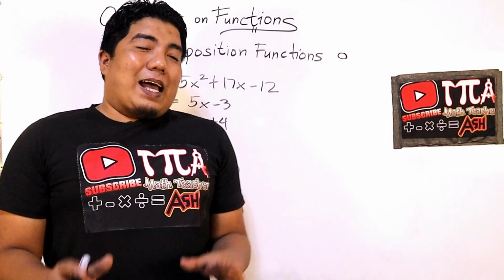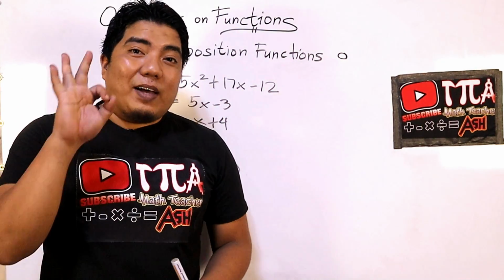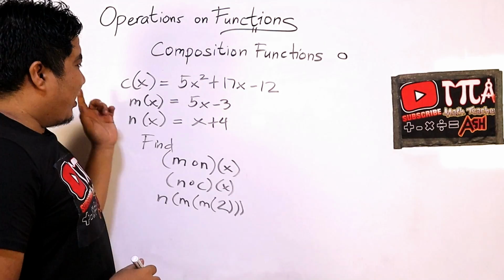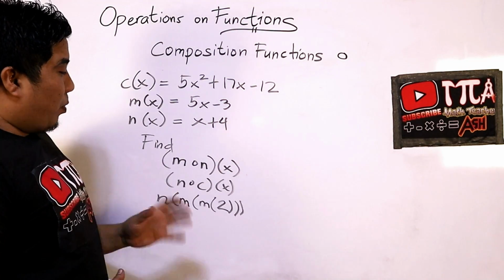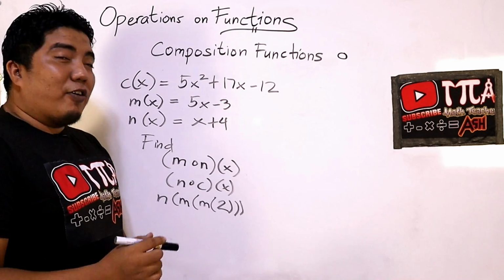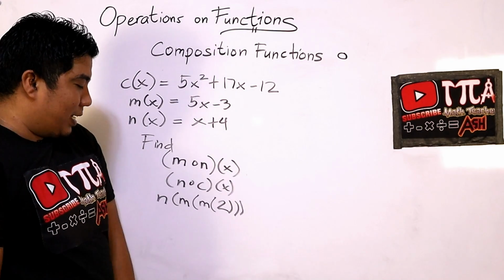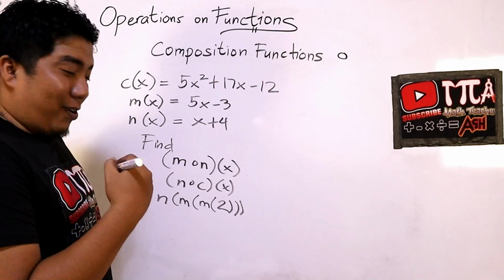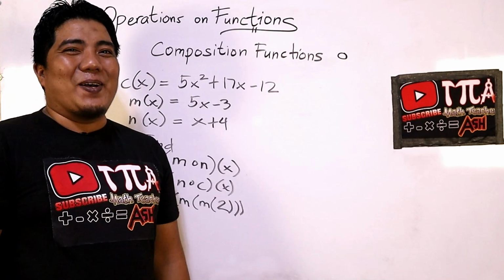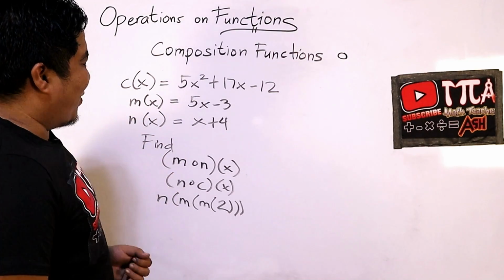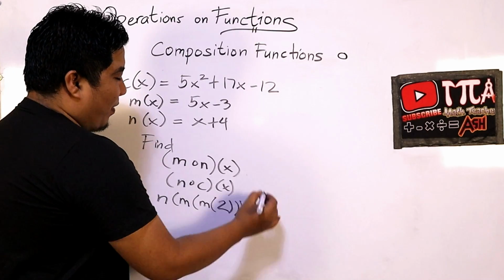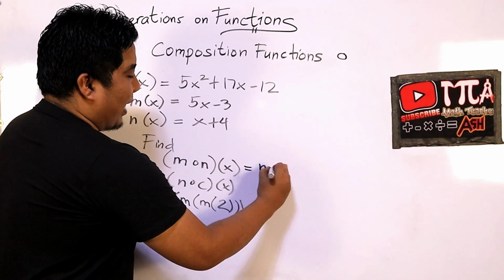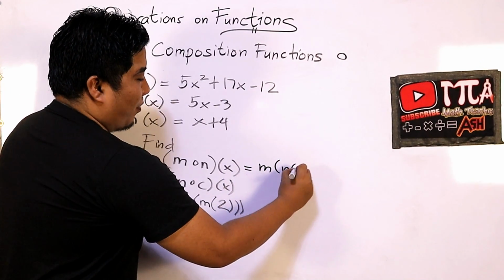Okay, math learners, we are now here in our second example, and we have three functions given: the c of x, the m of x, and the n of x. Now, we also have three problems to be solved: the m of n of x, the n of c of x, and the n of m of 2. So how do we solve this one? Let's try first the m of n of x.